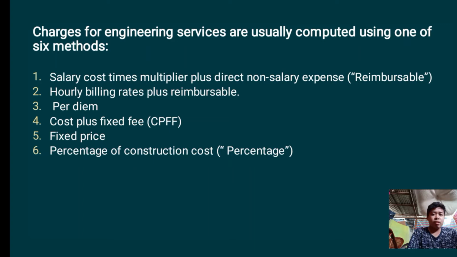Number 5 is fixed price. When you say fixed price, it means that a certain construction service or engineering service has its designated fixed price. And number 6 is percentage of construction cost. Simply percentage.